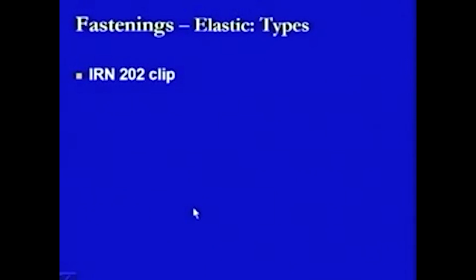Then there is another clip which is the IRN 202 clip. This IRN 202 clip is devised by Indian Railways, and there are different types of clips. This clip is given the name 202 clip. This is mostly used for 2 block RCC sleepers.